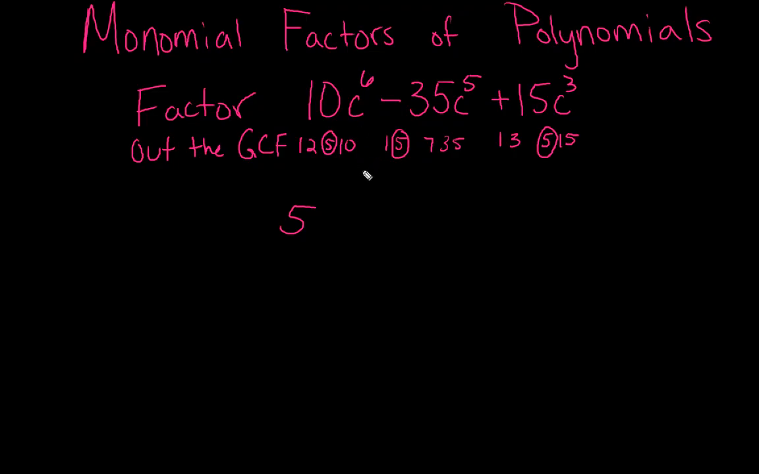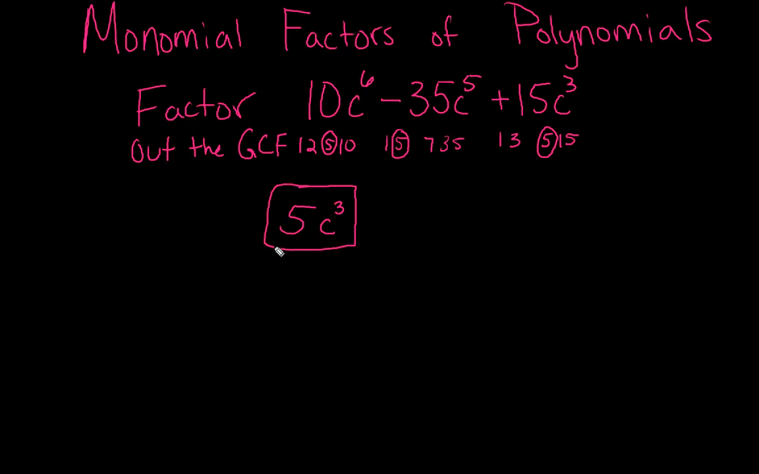Then looking at our variables, we just have one variable here, c, no other variables. And to find the greatest common factor of them, we just choose the one with the smallest degree. So we have 6, 5, and 3. So our greatest common factor between them is going to be c to the 3rd power. So here is our greatest common factor.